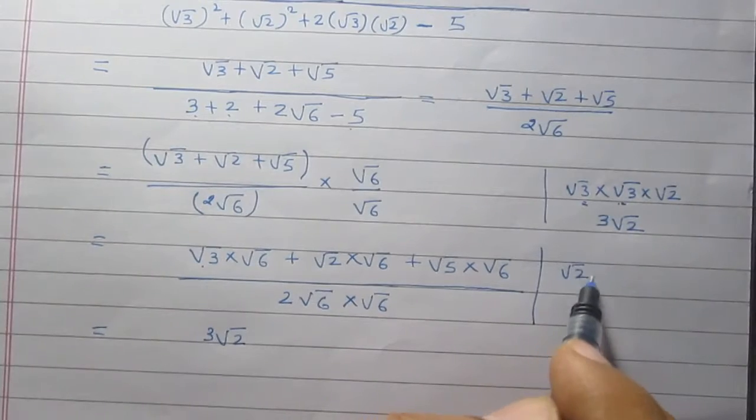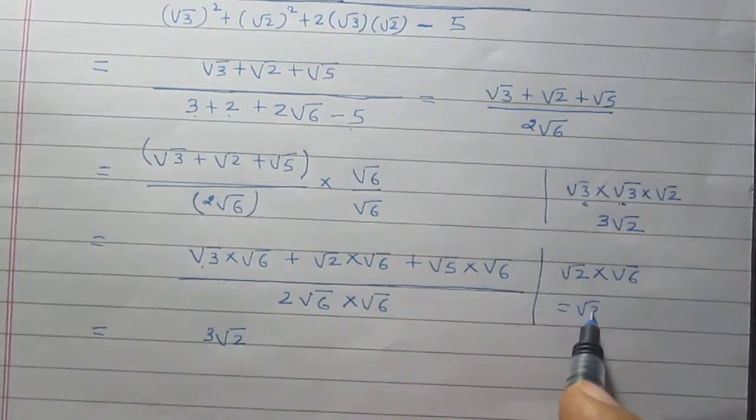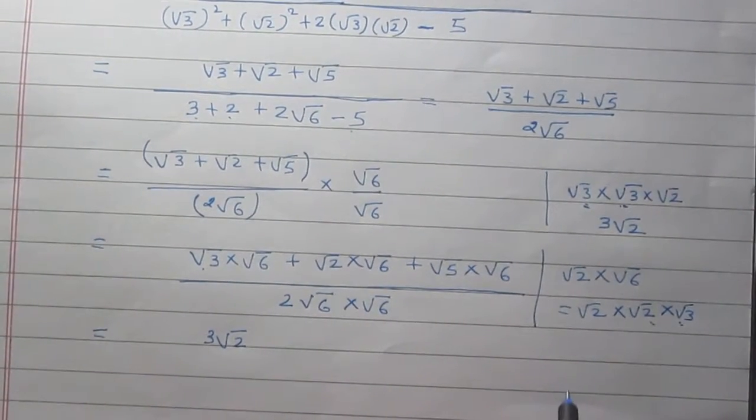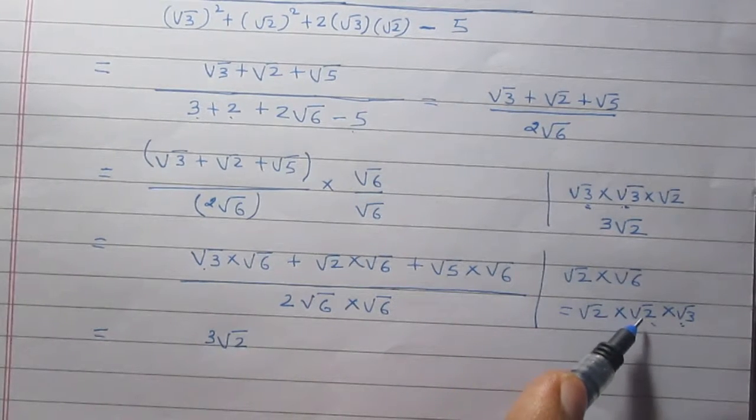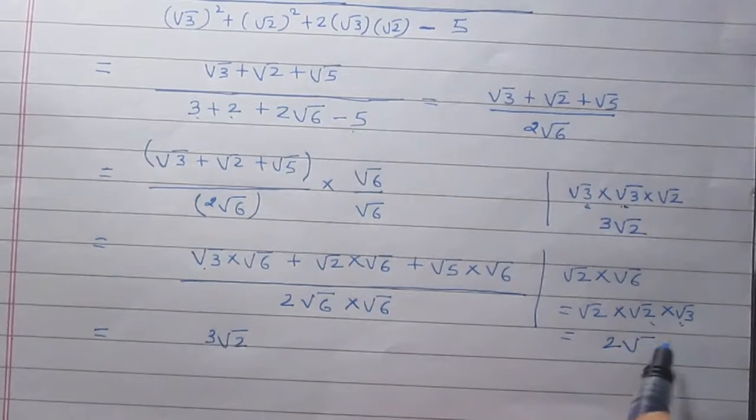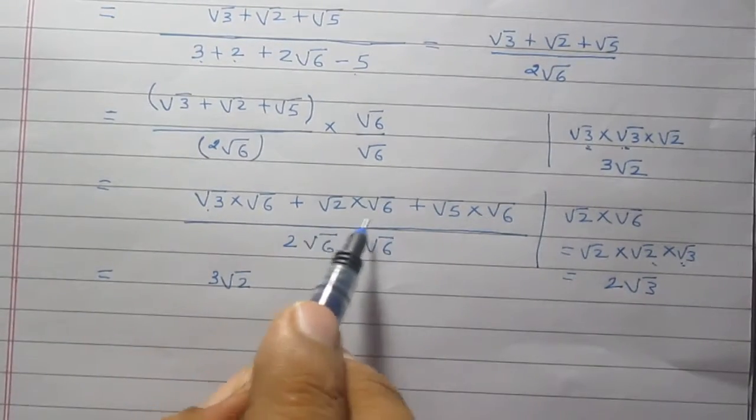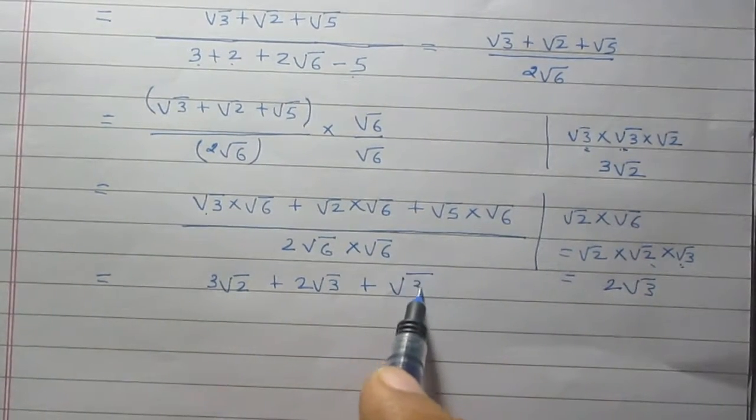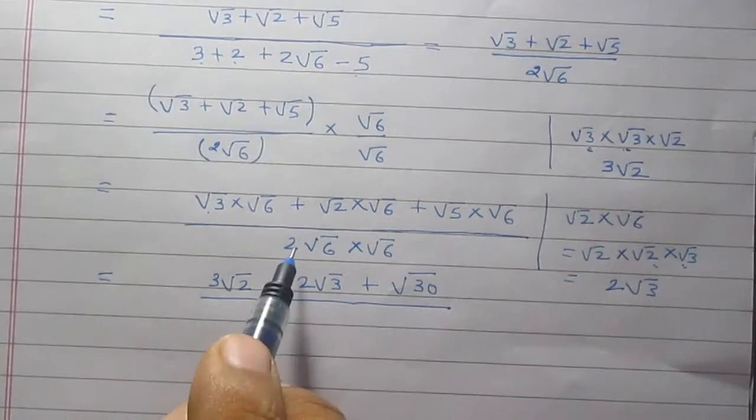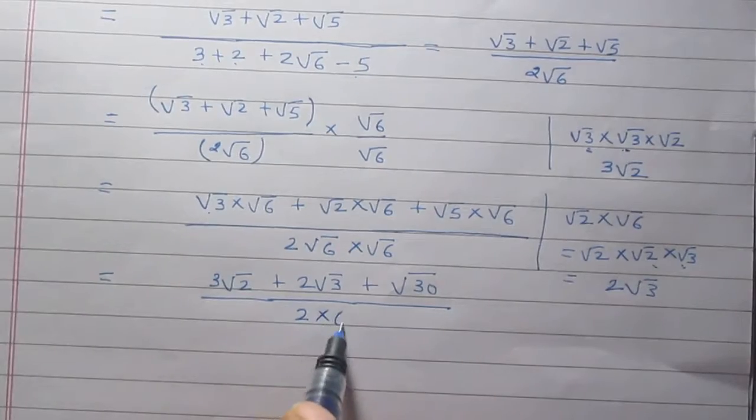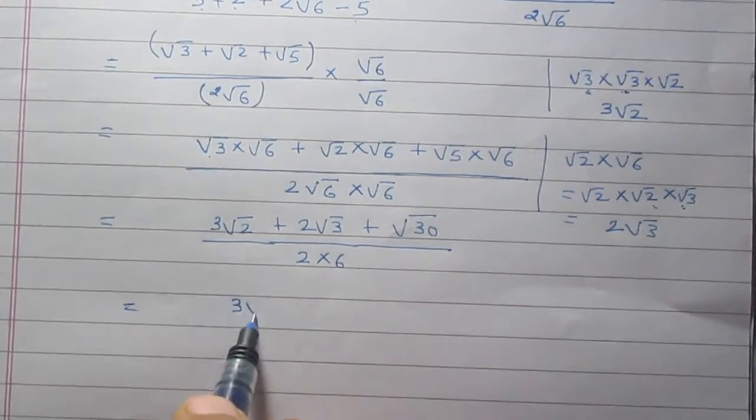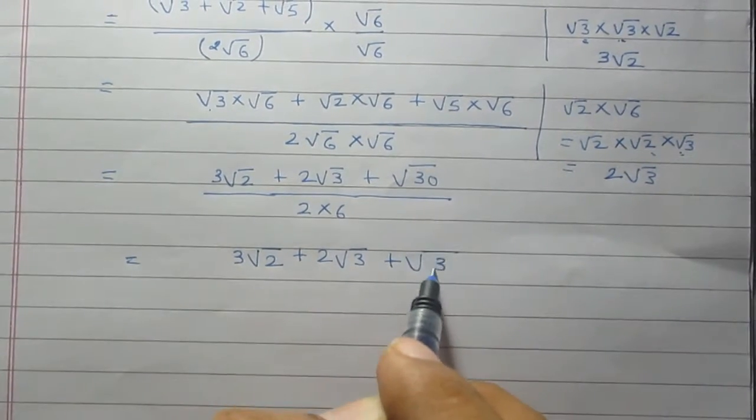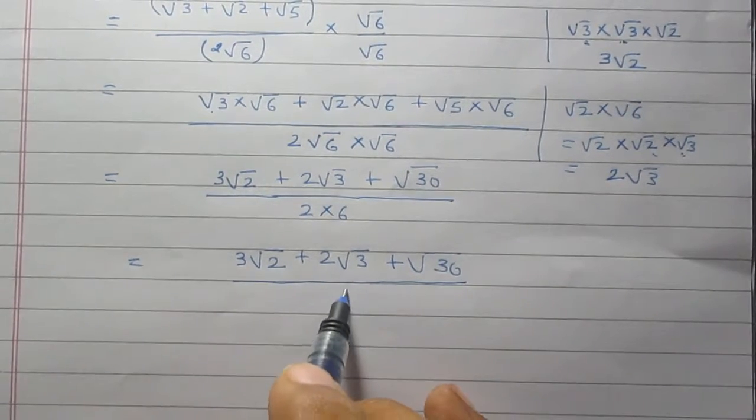Similarly, square root 2 in multiplication with square root 6, it is nothing but square root 2 multiplied by square root 2 and square root 3, it is square root 6. Now square root of 2 in multiplication with square root 2 is 2, then square root 3. So this term is twice of square root 3, and the last one is square root 30. In the denominator we will have twice of 6, it is 12. So finally we will get (thrice of square root 2 plus twice of square root 3 plus square root of 30) divided by 12.